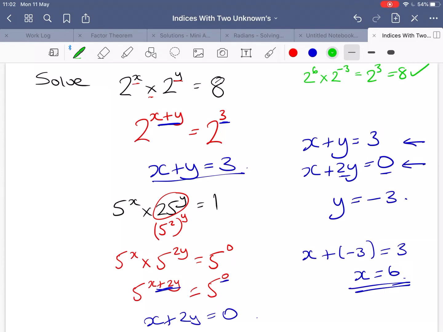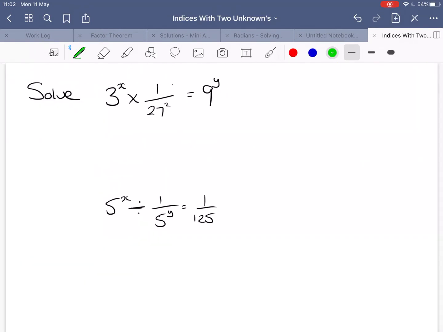We could try the second one. Now this one's going to be a bit trickier, but I'd have 5 to the power of 6 times 25 to the power of minus 3. Well, let's think about what 25 is. It's 5 squared to the minus 3, so I'd have 5 to the minus 6. And guess what? That equals 5 to the power 0, which is 1, and so it has worked.